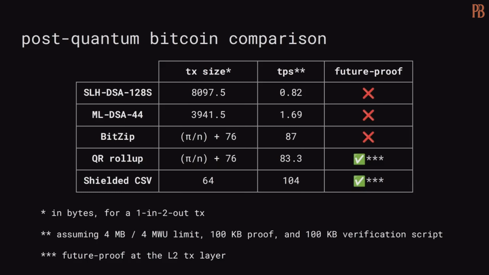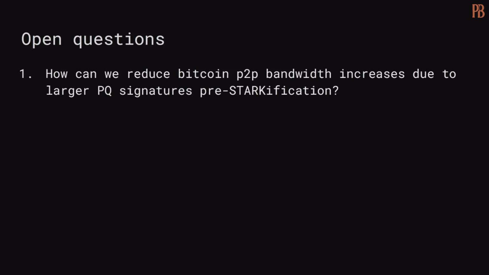But yeah, some open questions with the BitZip proposal are: okay, we've reduced the amount of data that we have to put on chain. That's great, but we're still broadcasting these very large signatures over the wire, over the peer-to-peer network, into miners' mempools. Is there anything that we can do to reduce Bitcoin peer-to-peer bandwidth increases due to the larger size of these post-quantum signatures, pre-Starkification? That's a technical term that I just made up.